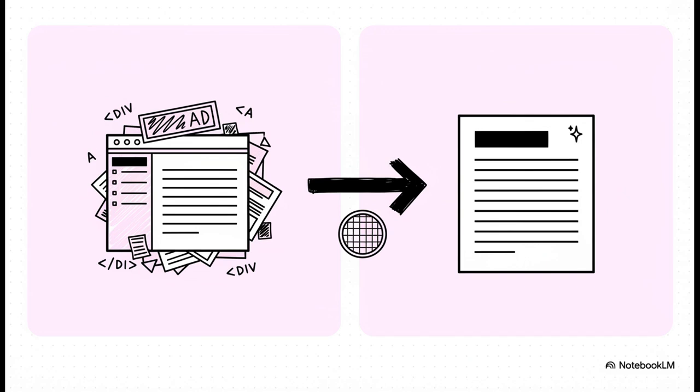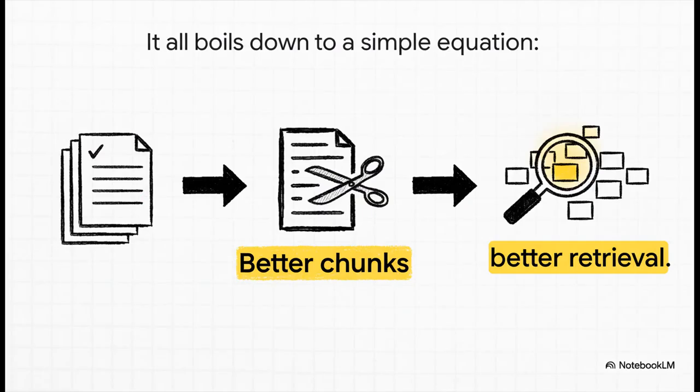But on the right, look at that. It's pure signal. It's just the good stuff, clean, readable, and ready to go. Which one do you think is going to give you a better answer? And that's the bottom line, right here. It all comes down to this super simple equation. When you feed your system clean data, you create cleaner, more focused chunks of information for it to search through. And when you have better chunks, you get better retrieval. And better retrieval? That's the whole game in RAG.